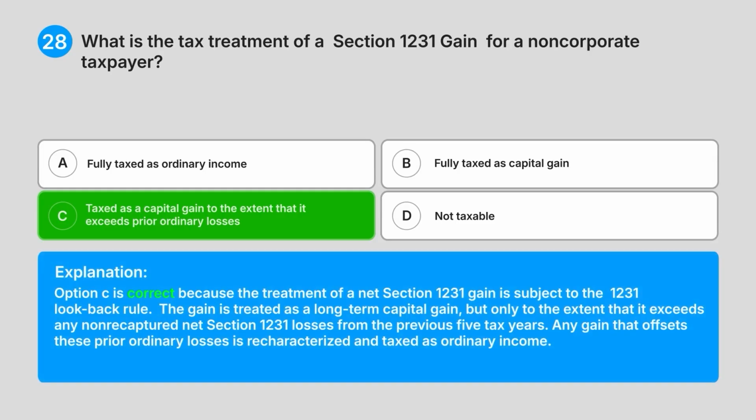Explanation. Option C is correct because the treatment of a net Section 1231 gain is subject to the 1231 look-back rule. The gain is treated as a long-term capital gain, but only to the extent that it exceeds any non-recaptured net Section 1231 losses from the previous 5 tax years. Any gain that offsets these prior ordinary losses is recharacterized and taxed as ordinary income.